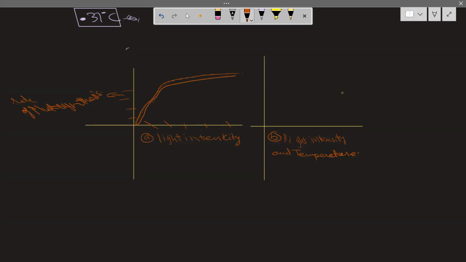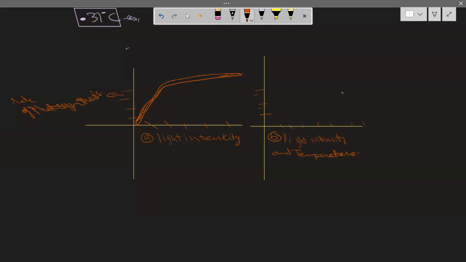As you can see, at the start it increases rapidly, right? While at the end it increases slowly, the rate of photosynthesis. So by this we can get that at some point the light intensity won't affect it that much.